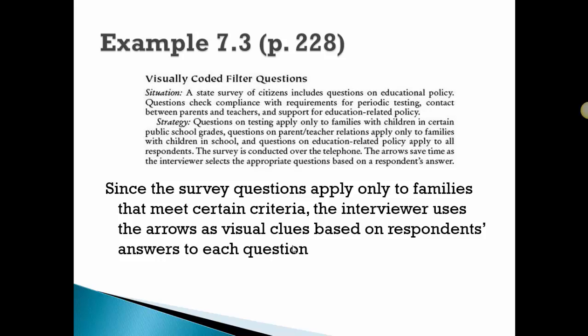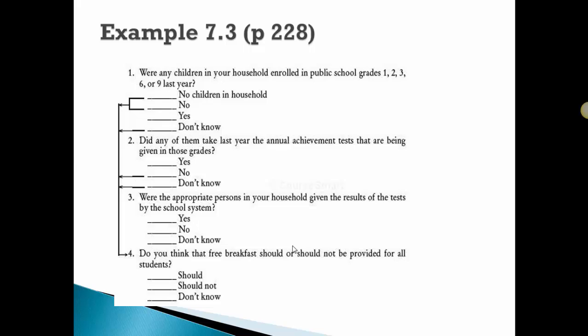Since the survey questions apply only to families that meet certain criteria, there are visual cues here. So if you notice here, the first question is, were there any children in your household enrolled in public school grades 1, 2, 3, 6, or 9? If the answer is no children or no, then the branching here takes them all the way down to the last question. If the answer is yes, they're going to continue through. If the answer was don't know, again, it's going to kick them to the fourth question.